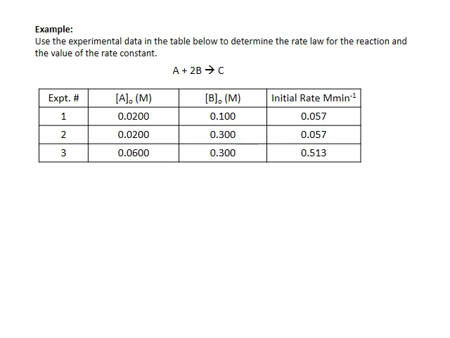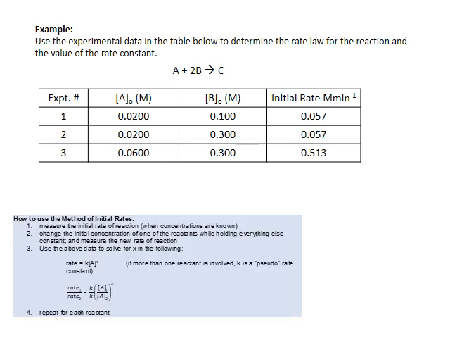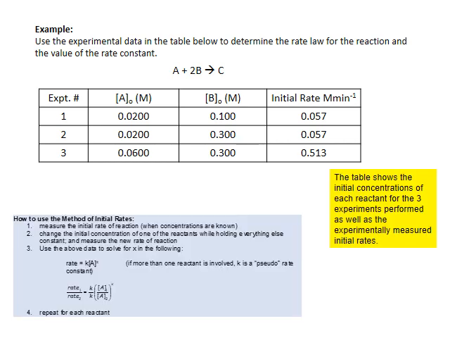Let's use the method of initial rates to solve this problem. Use the experimental data in the table below to determine the rate law for the reaction A plus 2B goes to C, and determine also the value of the rate constant. The table shows the initial concentrations of each reactant for the 3 experiments performed, as well as the experimentally measured initial rates.